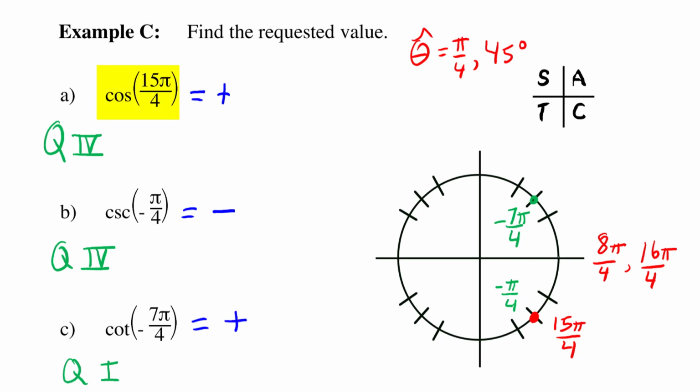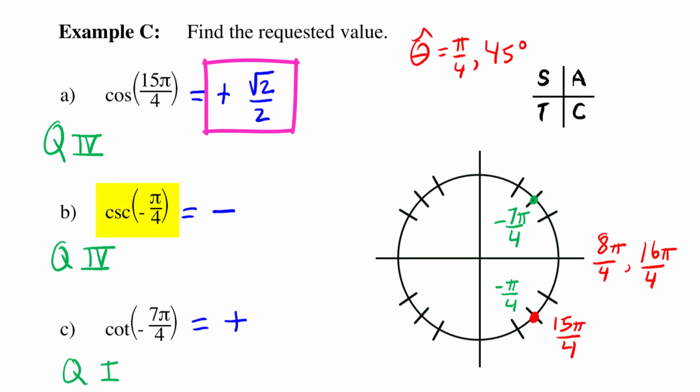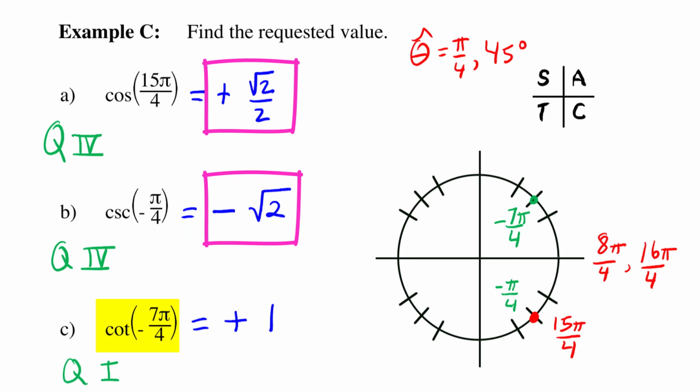The cosine of pi over 4 is root 2 over 2, so this becomes positive radical 2 over 2. Cosecant at pi over 4 is square root of 2, so that's negative square root of 2. And the cotangent at pi over 4 is 1. So we get positive 1.